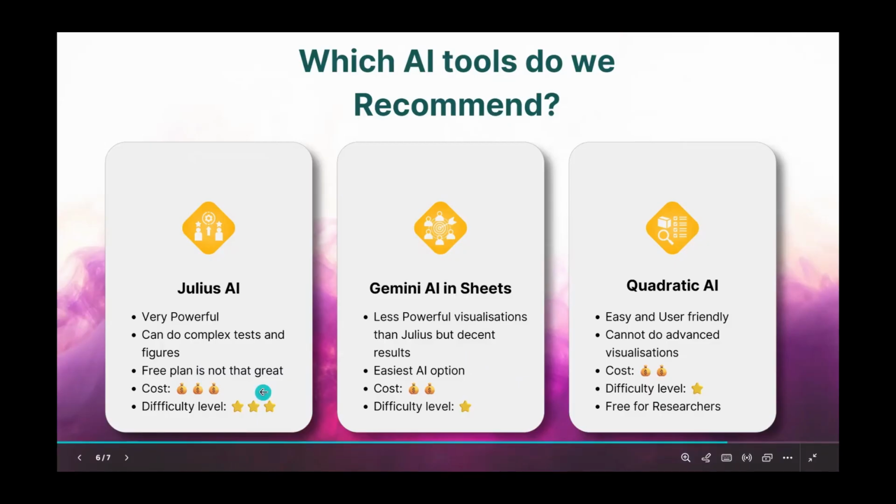Now, cost-wise, it's expensive, right? Gemini, ChatGPT, and all, their cost is around $20 per month, but Julius will cost $35 per month. But one good thing is that it has an academic discount, so you can definitely ask for that, and it can be reduced to $17 per month. Then, difficulty level compared to others, it has a slightly higher difficulty level, right?